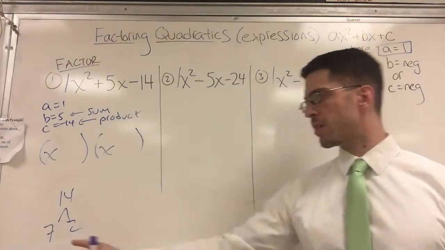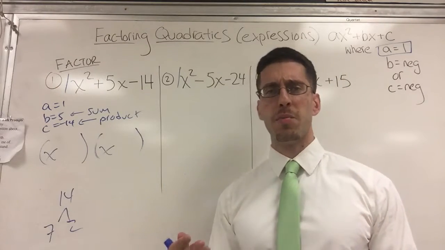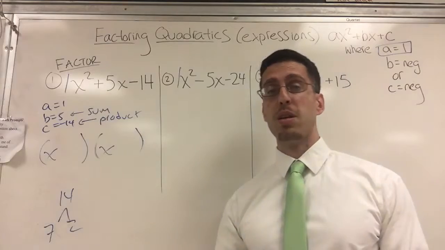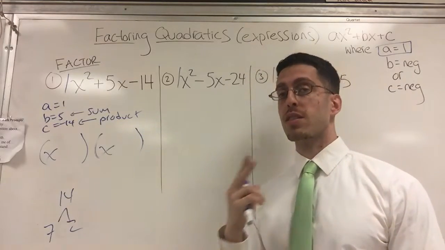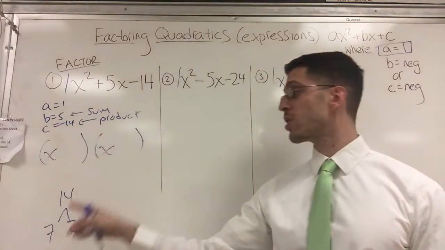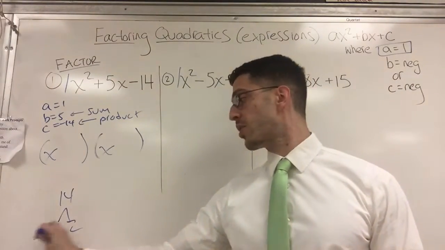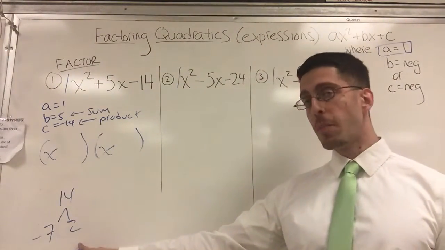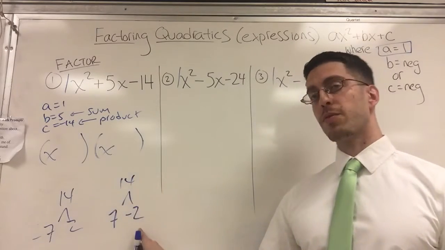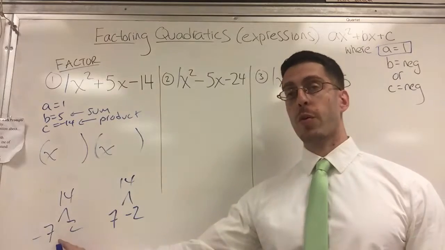But what do you mean? 7 and 2 gives you 9. That doesn't give you 5. How could that be? This is why it's important to look at the signs, even get a calculator if you're not sure. You're trying to get negative 14. So it's not really 7 and 2. It's either negative 7, positive 2, or 7 and negative 2. So which pair is the correct answer?